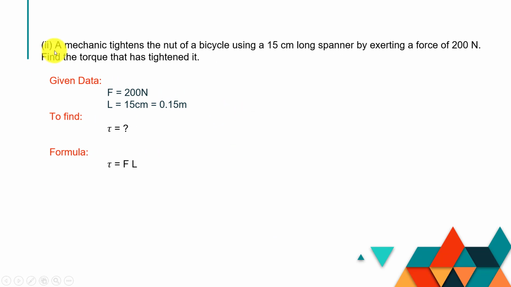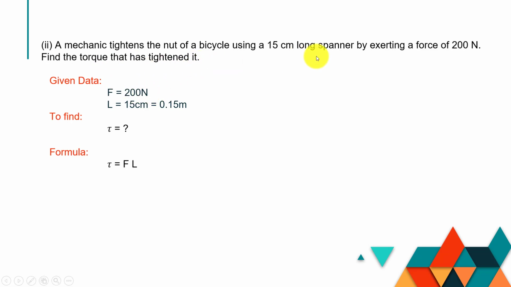Now the next question is, a mechanic tightens the nut of a bicycle using a 15 cm long spanner by exerting a force of 200 Newton. Find the torque that has tightened it.